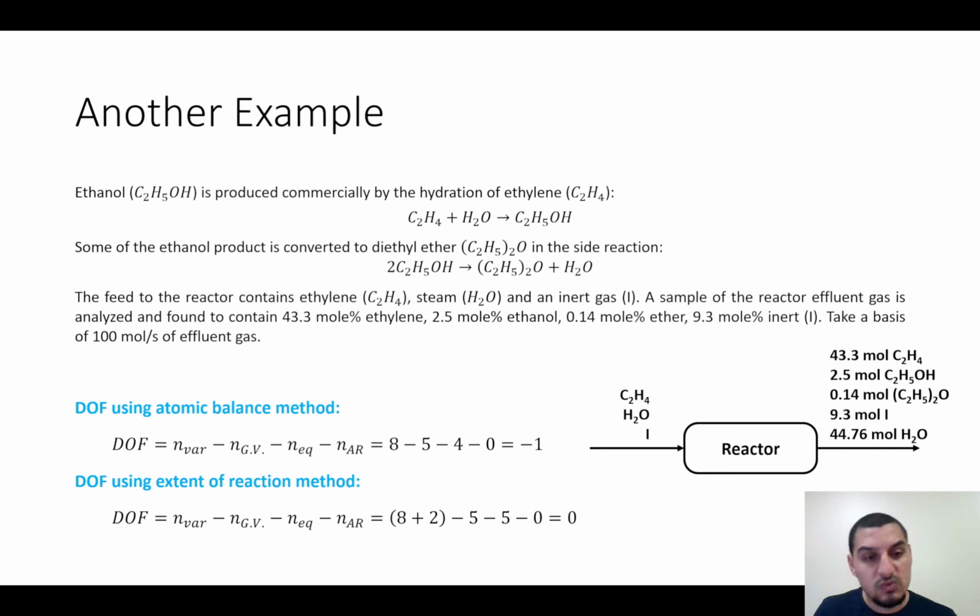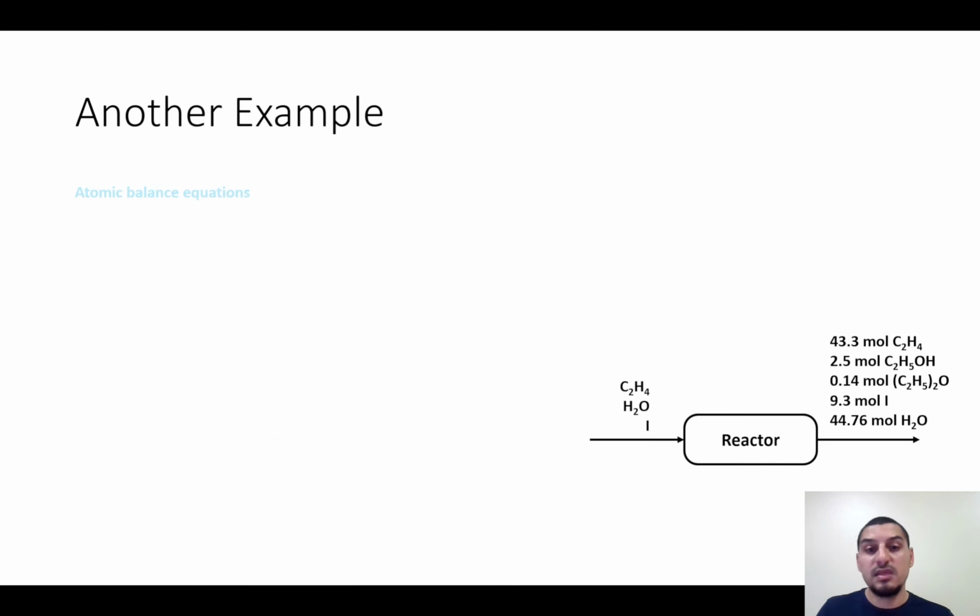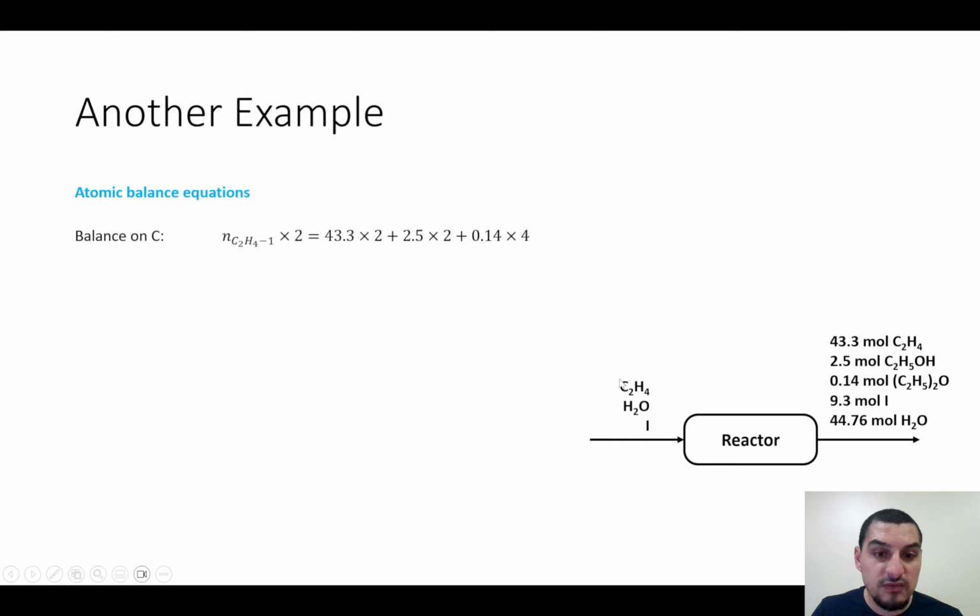So again, to clarify what we have and to find out which is the correct one, let's look at the equations of the atomic balance, the mass balance, the balance equations using the atomic balance. If you do the balance on carbon, we have 2 times the ethylene in the feed equals 2 times 43.3 plus 2 times 2.5 plus 4 times 0.14. So this is a very simple equation, straightforward. You can calculate the number of moles of ethylene in the feed stream.